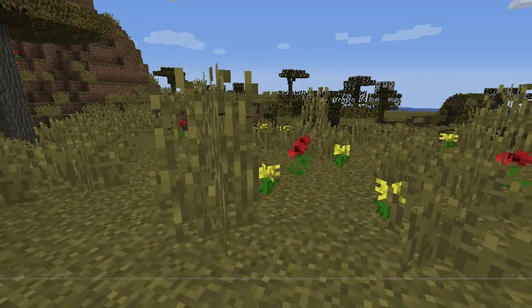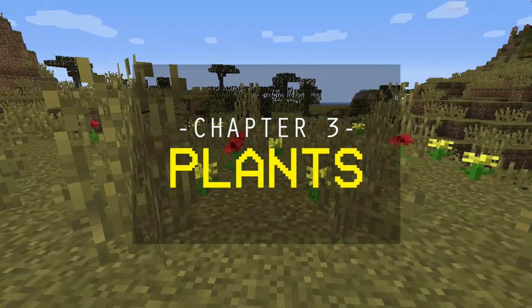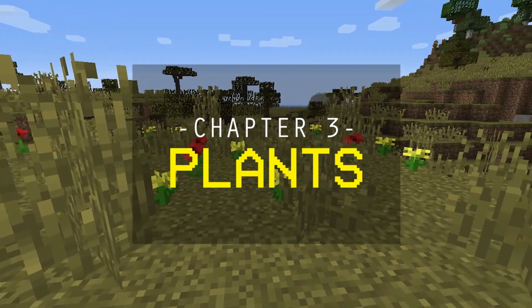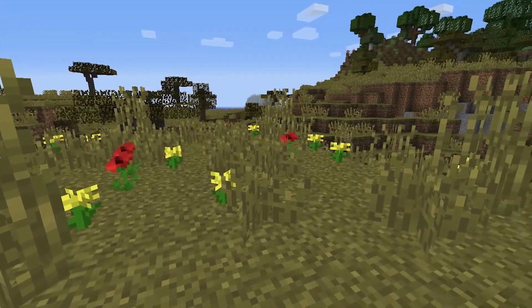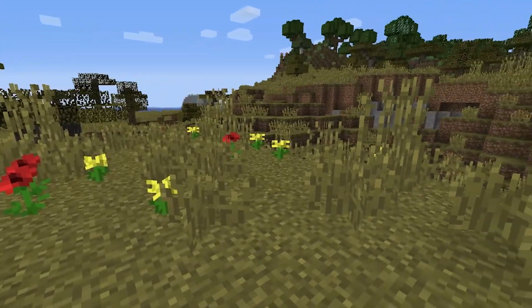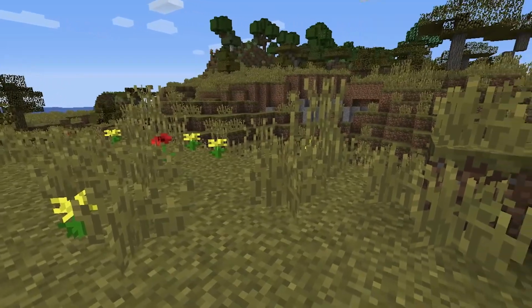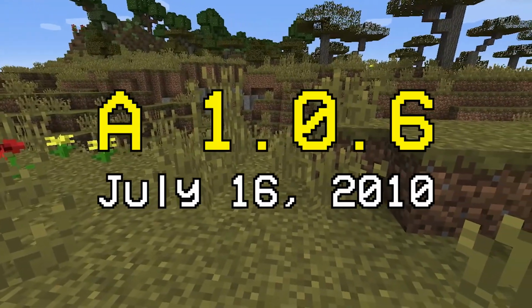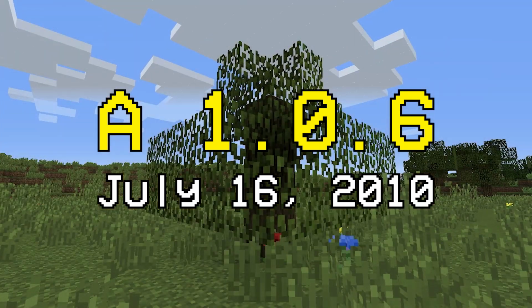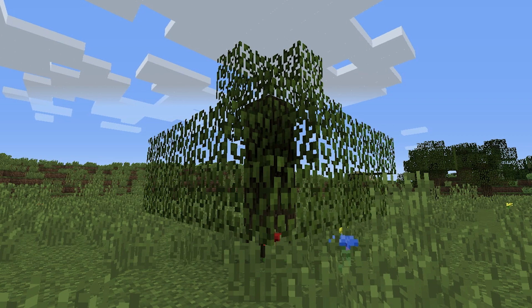An interesting addition, plants. Plants spawn as part of the population stage of world gen after the terrain itself is formed. Like many of the features I'll discuss, these were added in stages, further segmenting the different eras of terrain. All versions prior to Alpha 1.0.6 on July 16th of 2010 featured trees as the only naturally occurring plant life.